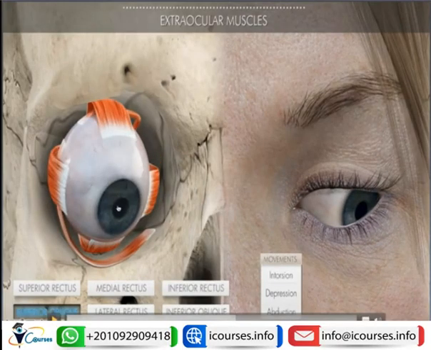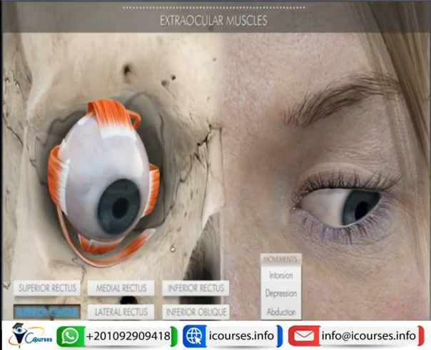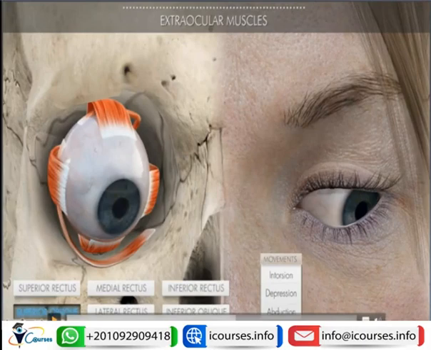The superior oblique is the muscle of reading and descending downstairs. So if you are reading a book or descending downstairs, you are now using your superior oblique muscle because it causes depression, it causes intorsion, and abduction.